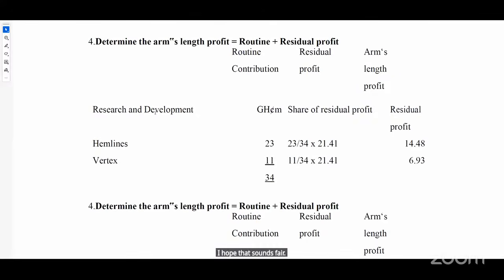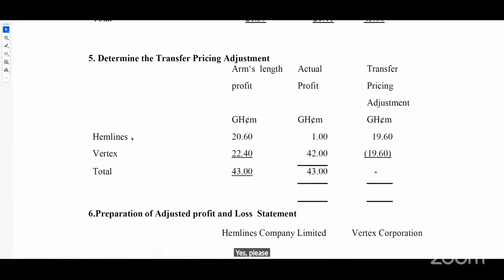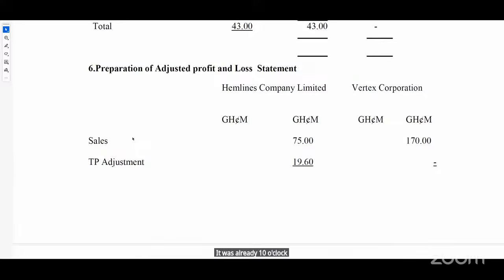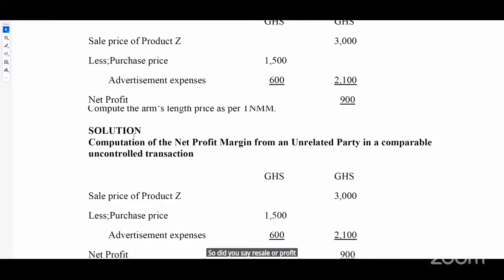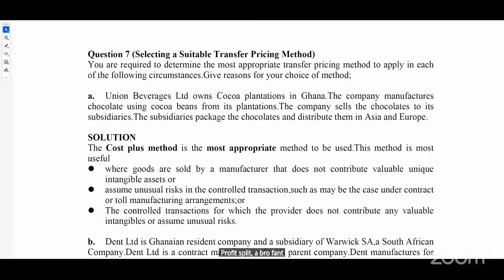Yes, please. It's already 10 o'clock. So did you say resale or profit split? Profit split. Hey, bro, no fan chairman. Okay, I'm coming.